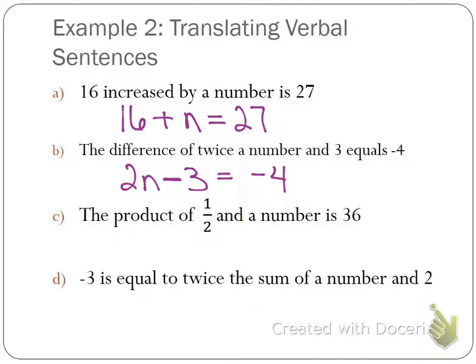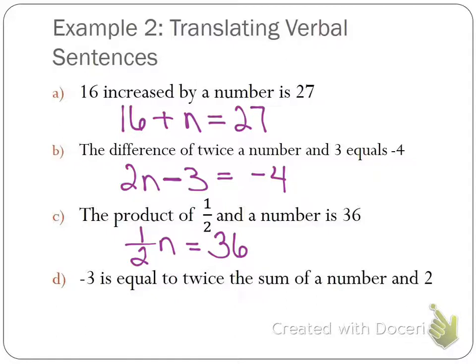I want you to try C. Do you think they know? Deja? Very good. I can tell you were trying to say multiplied by, but you knew you weren't supposed to. 1/2 n, right? Because a number and a variable next to each other, that's multiplication. I don't have to say times n, all right? I know that's automatic. 1/2 n equals 36. Who got that right? 1/2 n equals 36. All right, questions? Only about half of you.